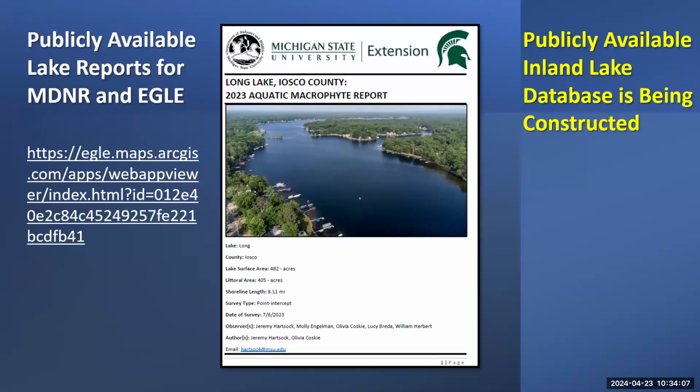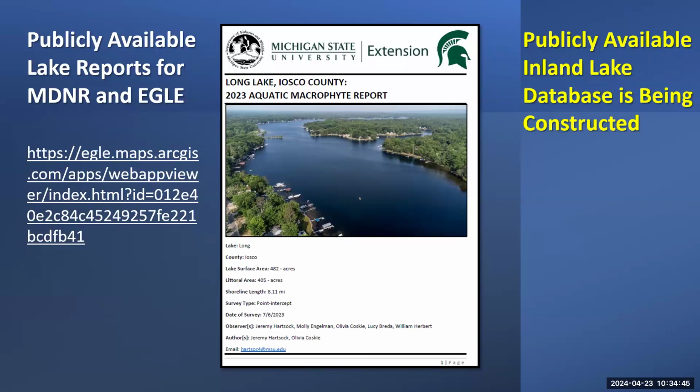So we make lake reports for every lake that we sample. They are publicly available. We also give the reports to DNR, to EGLE. EGLE has been very kind, and they're going to house these reports in one of their online story maps. Here's a link to that. They're not in there yet, but they should be hopefully in the next couple months. But it's great that we have a place to put these where folks can go and access these lake reports and learn about the status of aquatic macrophytes in the lakes that we sample.